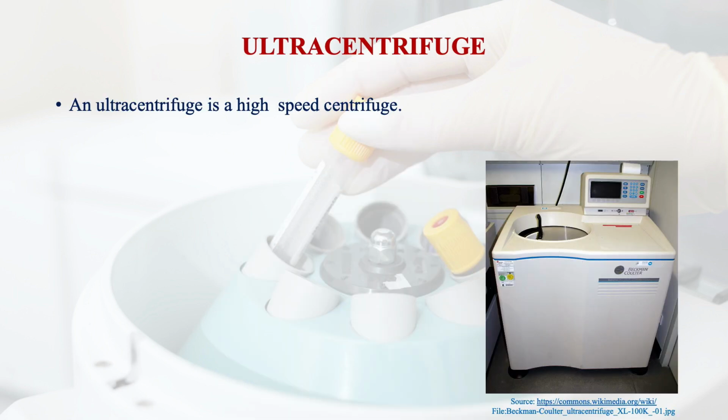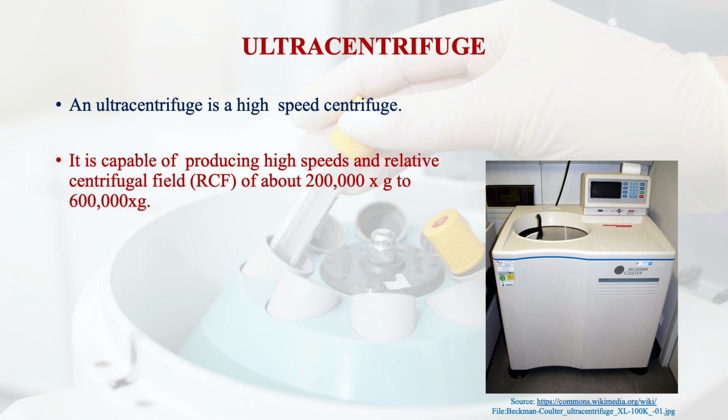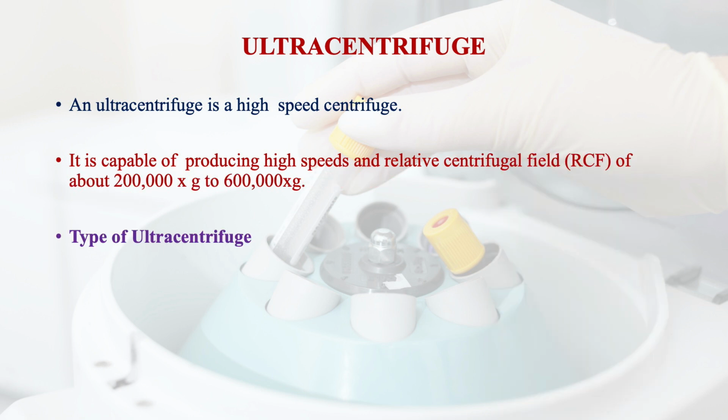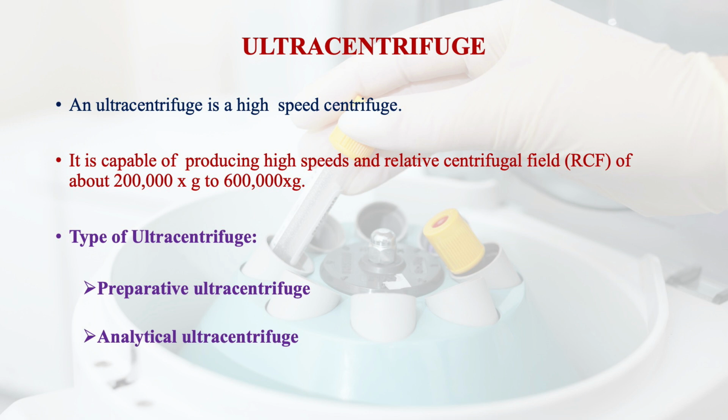Now, the ultracentrifuge is a widely used centrifuge. It is used for research purposes. It is a highly sophisticated instrument which provides high speed centrifugation, and it is capable of producing a relative centrifugal field of about 2 lakh G to 6 lakh G. There are two types of ultracentrifuge: the preparative ultracentrifuge and the analytical ultracentrifuge.